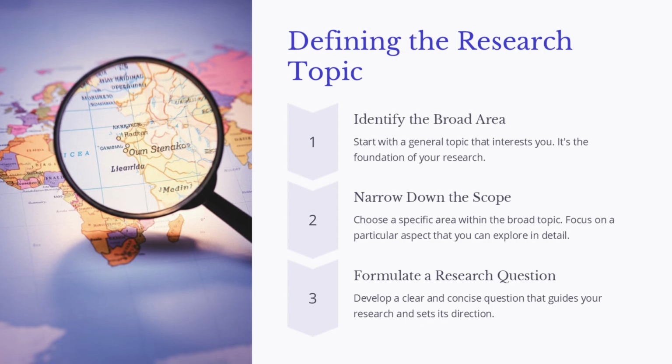The broad area we'll be exploring is research topics, finding an interesting subject to dive into. Narrowing down the scope is key. We want to focus on a specific aspect of the broader topic that we can really investigate in depth. Formulating a clear, concise research question is crucial. This question will guide our entire research process and keep us on track. The key is to start broad, then gradually hone in on a focused, manageable research area that we can effectively explore and draw insights from.